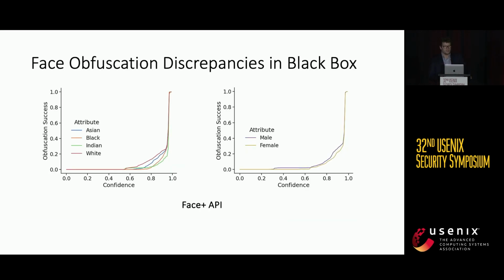Outside of the FaceNet setting, we also looked at commercially available APIs, and we saw that this phenomenon exists there too, where there's a disparate success rate when it comes to face obfuscation between different demographic groups. So we thought that was interesting.